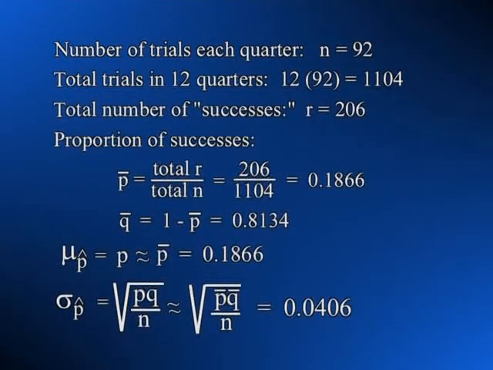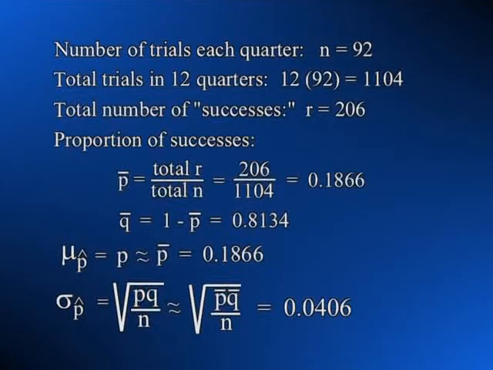All right, now standard deviation. Well, we have a formula, and it's the square root of PQ over N. We don't have P and Q, but we have P bar Q bar. So we're going to approximate our standard deviation using those values. And popping those into our formula, we find that the standard deviation is 0.0406.